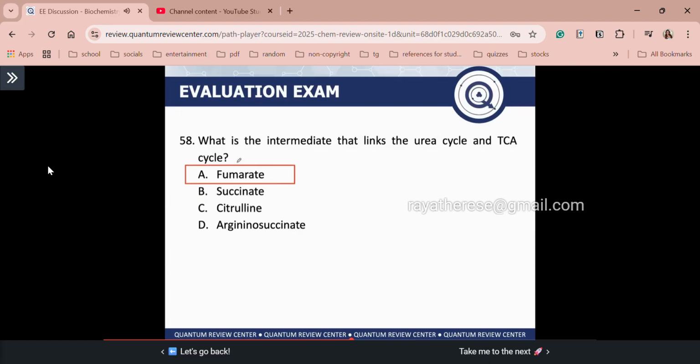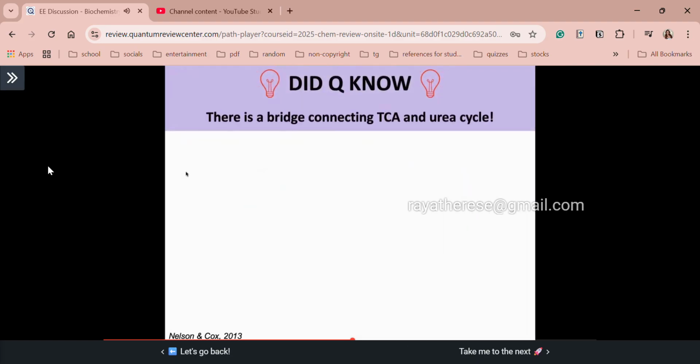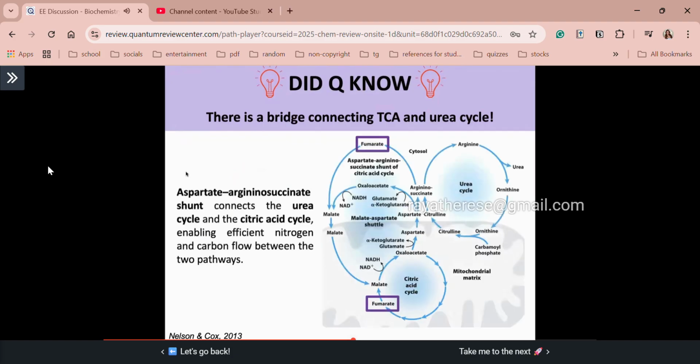Don't be confused again. Ang linking intermediate natin is a TCA cycle intermediate, fumarate. Diba? Again, your aspartate argininosuccinate is a bridge that connects your TCA and urea cycle through your fumarate intermediate in the TCA cycle. So again, this mechanism makes for efficient nitrogen and carbon flow between the two pathways. Clear? Alright, so class, let's proceed with our item number 59.